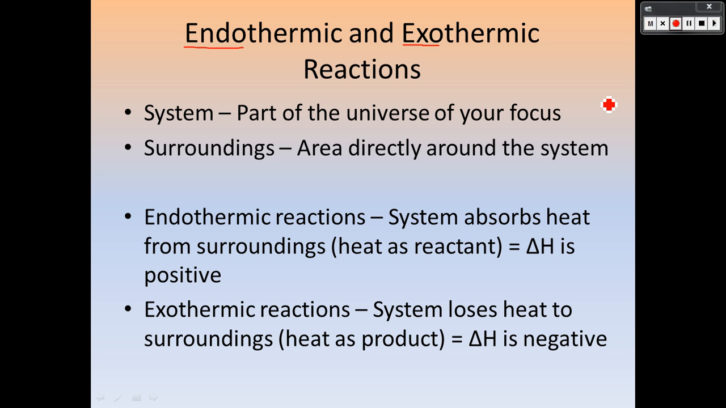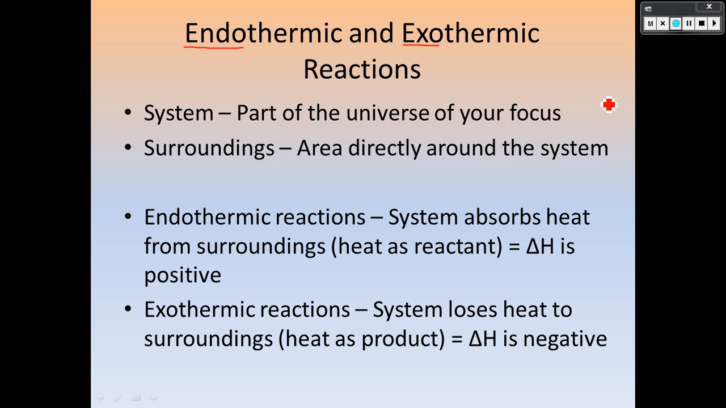On the opposite end of the spectrum, we have exothermic reactions in which the system loses heat to the surroundings. So the system is giving off energy to the surroundings, and you end up with heat as a product in that case, and delta H, enthalpy, is in that case negative, so exactly the opposite. So exo, we talked about exit meaning to go out, so heat is given off to the surroundings.